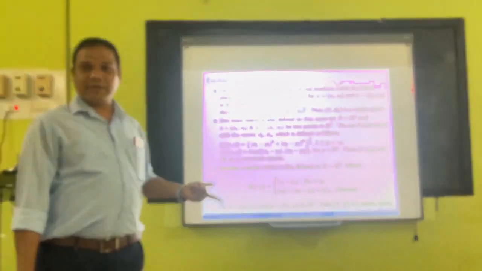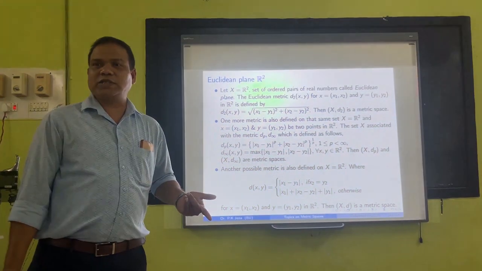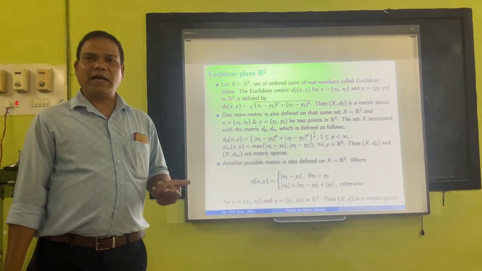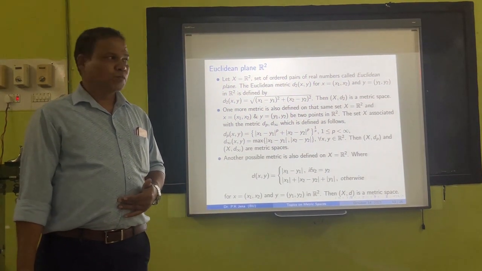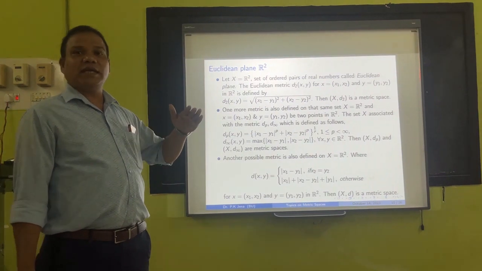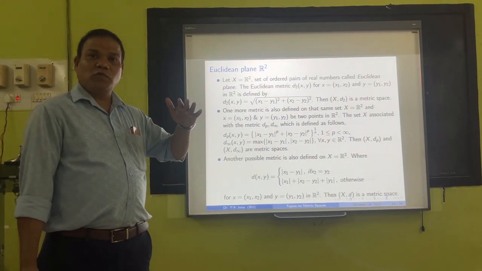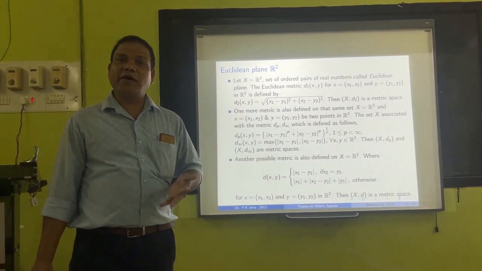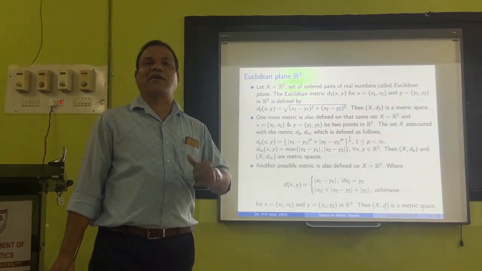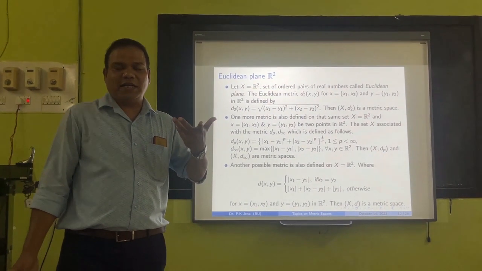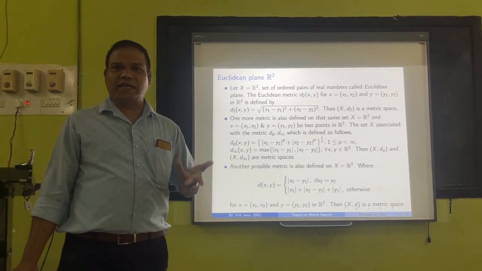This is a set consisting of all ordered pairs (x, y) or (x1, y1), where x1, y1 are the elements of R. How to define a metric on R square? Gradually we'll see whether we'll be capable to define the metric on any non-empty set or not. How to define the distance between any two elements of a set? Really a quite interesting question.